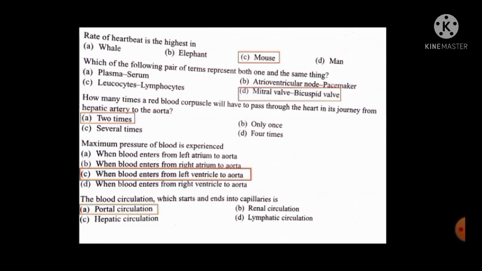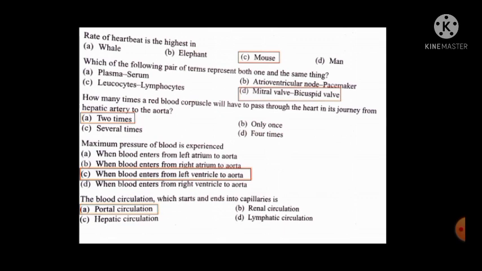Which of the following pair of terms represent both one and same thing? Mitral valve is also called a bicuspid valve, which is present between the left auricle and left ventricle, and is also called an atrioventricular valve. This is true about these valves.